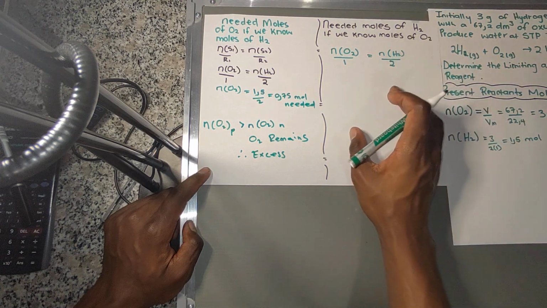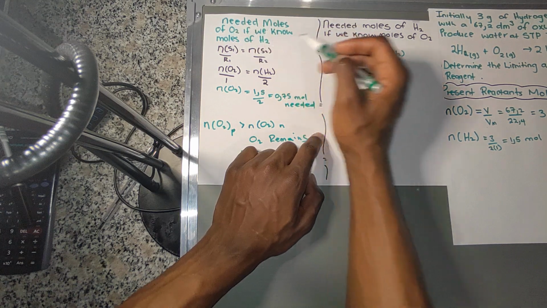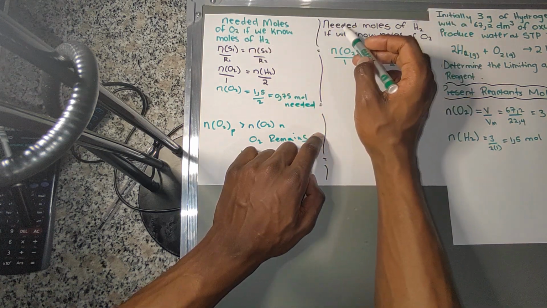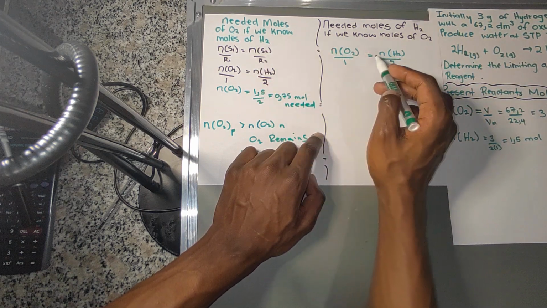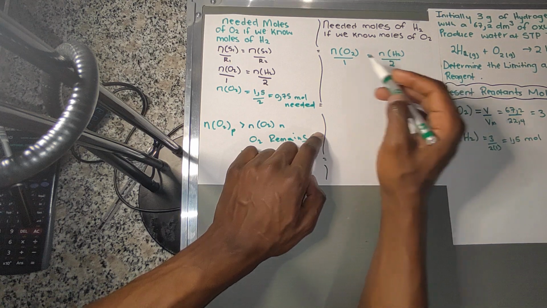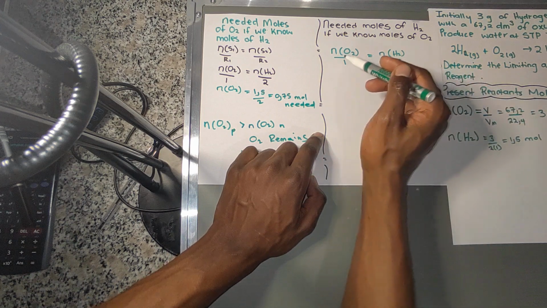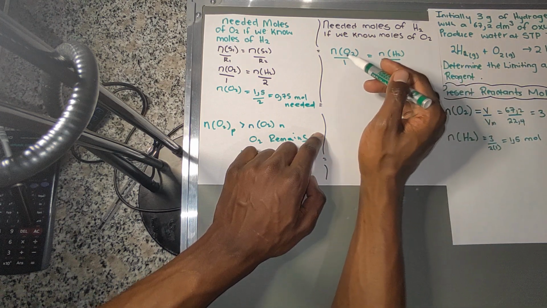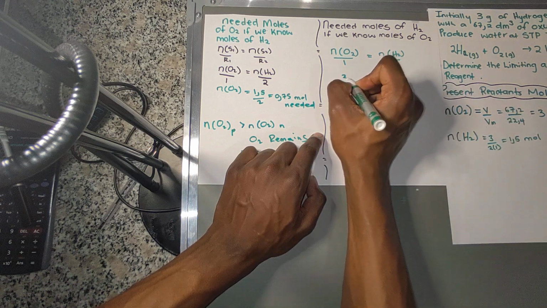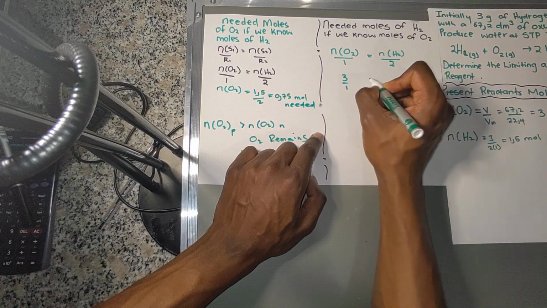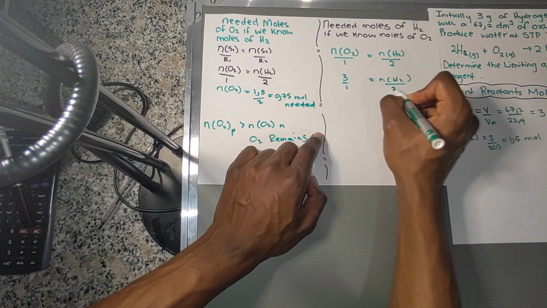So you can either calculate the number of moles of oxygen if you know hydrogen, or you can do it the other way around and calculate the number of moles of hydrogen if you know oxygen. I'm using the same formula, but I'm going to do a different substitution. Now, I don't want to substitute for hydrogen. I want to substitute for oxygen. My assumption is that I know how much I begin with for oxygen. So the initial amount of oxygen is 3 over 1 equals the number of moles of hydrogen divided by 2.